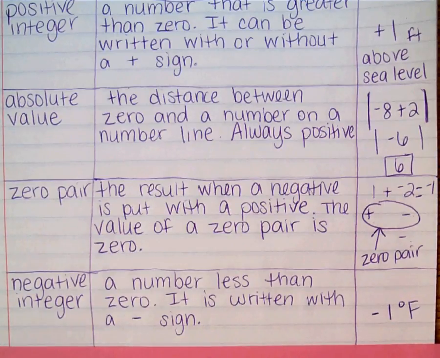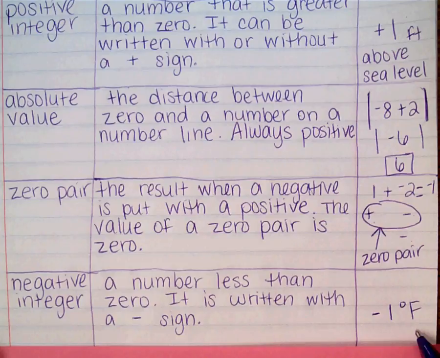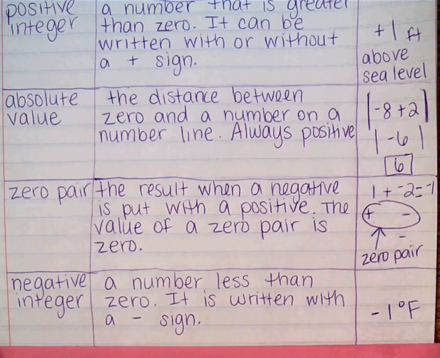And then the last term for this video is negative integer, a number less than 0. It's written with a negative sign. Negative integers always have to have the negative sign. Your example is -1 degrees Fahrenheit, and that would be 1 degree below 0, so it's negative. A key word when an integer is negative, maybe in a word problem, is look for the word below or under, behind. Those are all good vocabulary words in a word problem when they're talking about a negative integer.